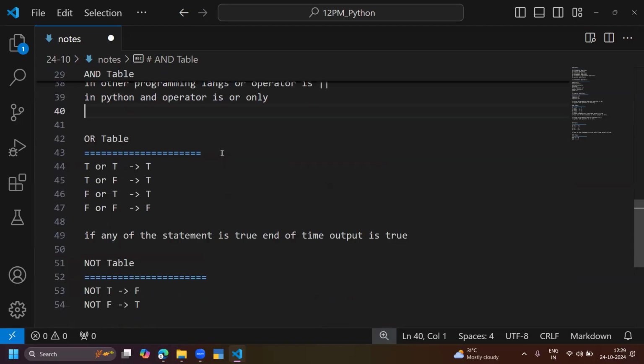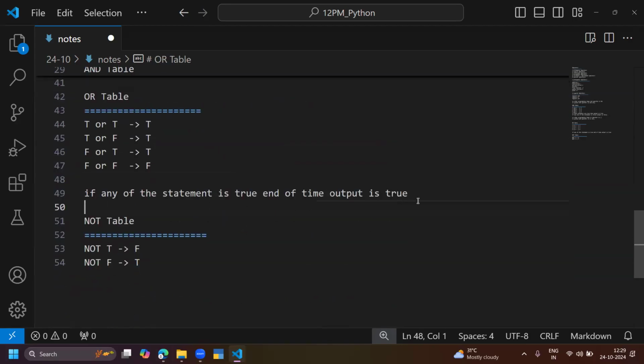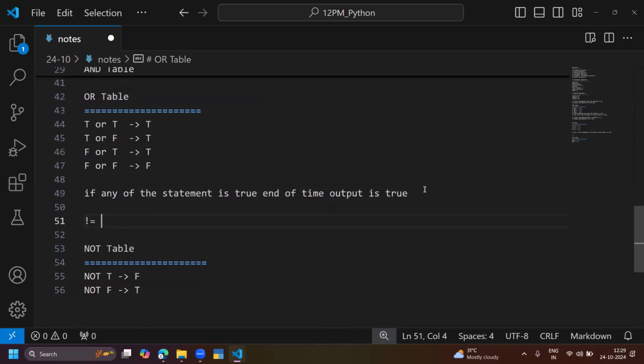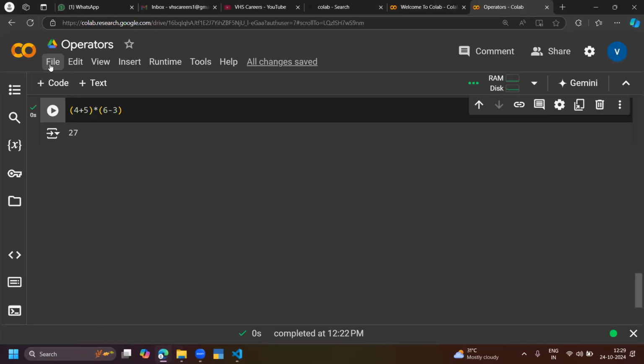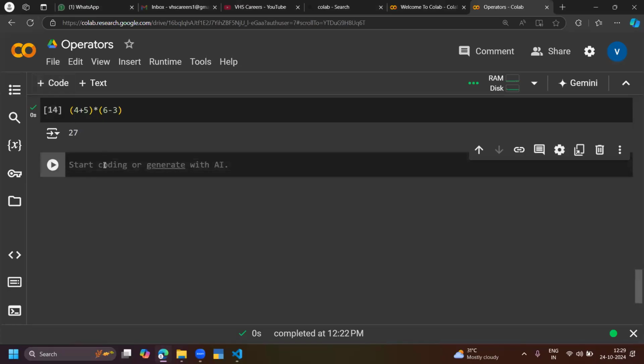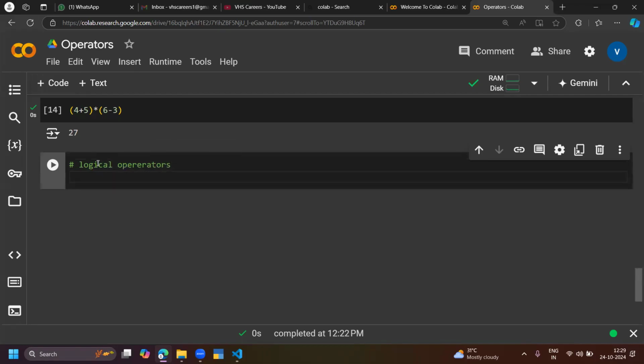Okay, so for the NOT operator, it is the same as in other programming languages like Python. The NOT operator is "not" only. Let me open the code file. Now we are going to work with the logical operators.